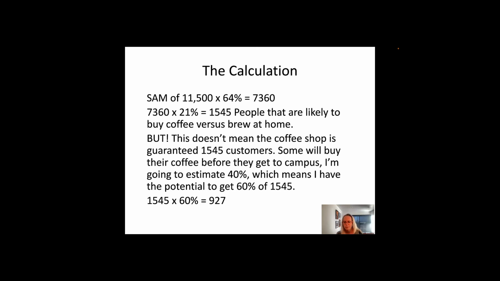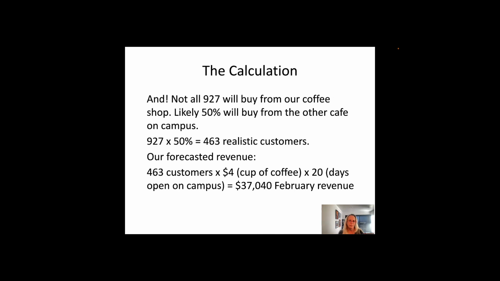potential customers. Now, remember that not all of that 927 will buy from our coffee shop. We have the student center on campus. They sell coffee too in the cafe in the student center, and so let's say that 50% of those folks are going to buy it from the other cafe. So 927 times 50%. See how I'm going from a very large number, and I keep narrowing this down because we want to try to get as realistic as possible. So multiply by that 50%, and that gives us 463 realistic customers.